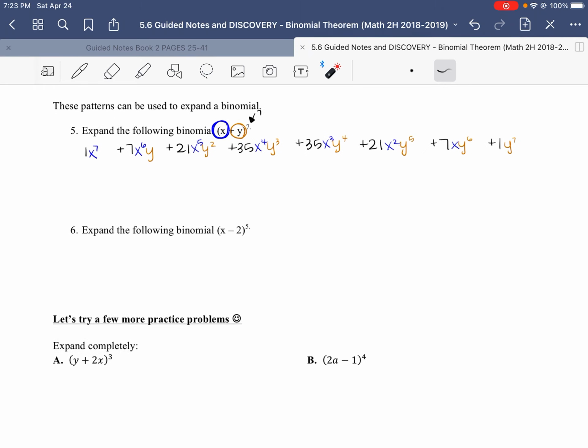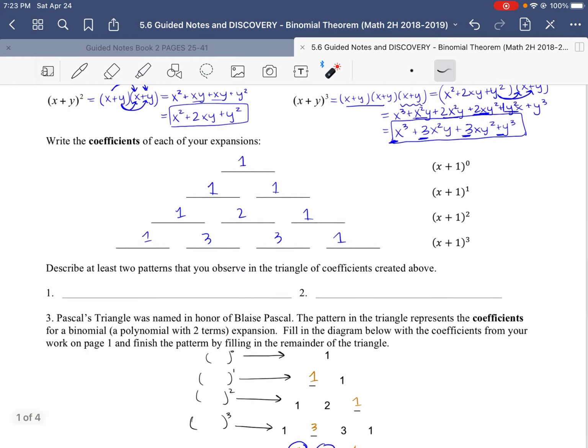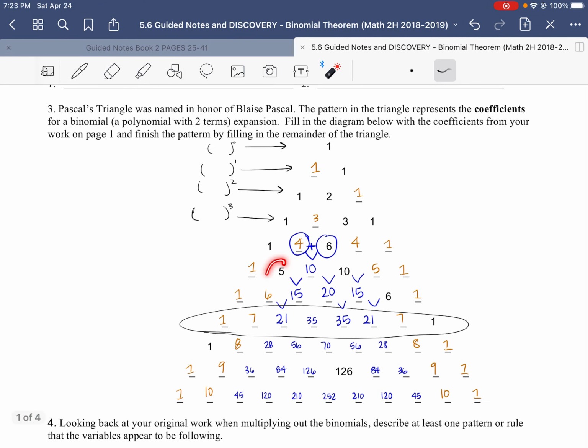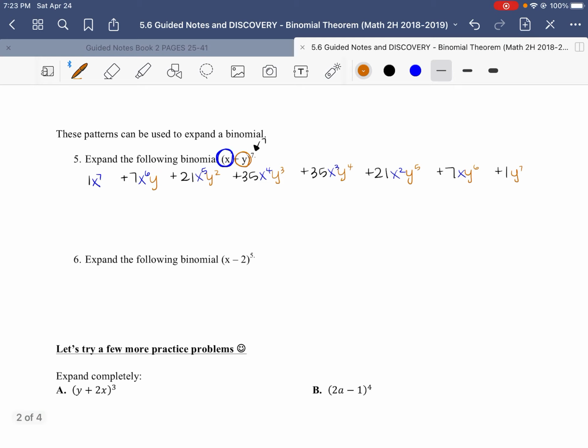So let me show you one that does have a little more simplification. Number 6 says expand the following binomial. This one's raised to the 5th power. Again, we would come back here and look at the row with the 5. We would be looking at the coefficients 1, 5, 10, 10, 5, 1. I'm going to space them out with a plus sign in between. So we're going to go 1 plus 5 plus 10 plus 10 plus 5 plus 1.